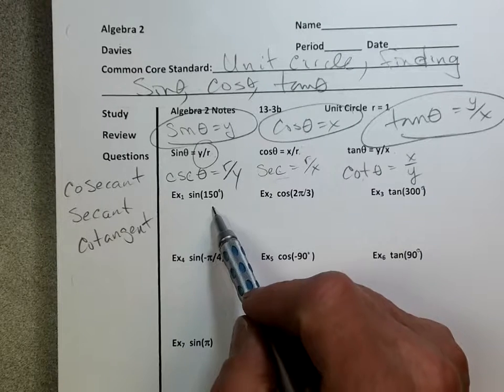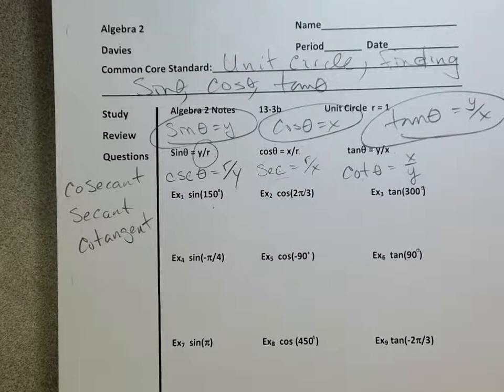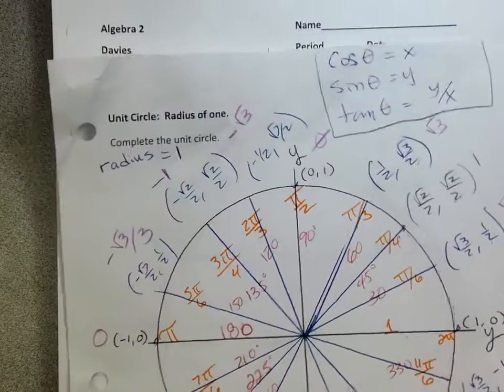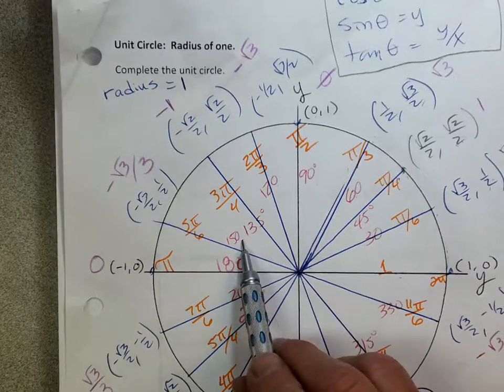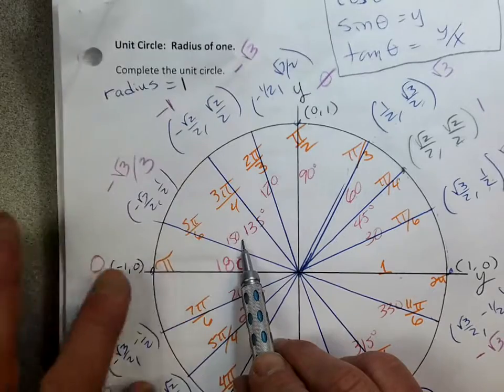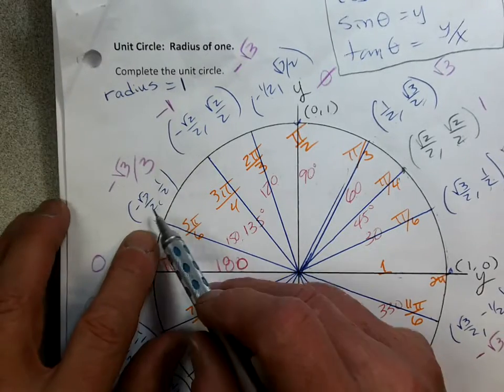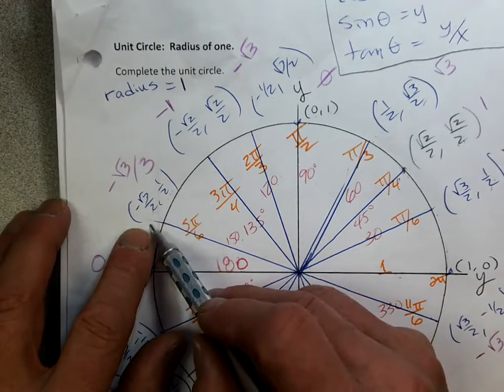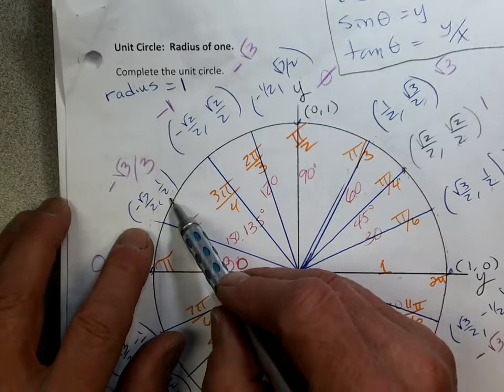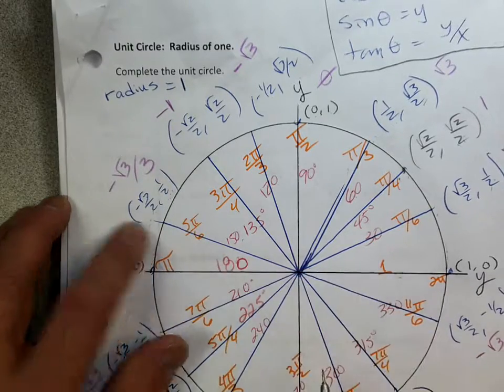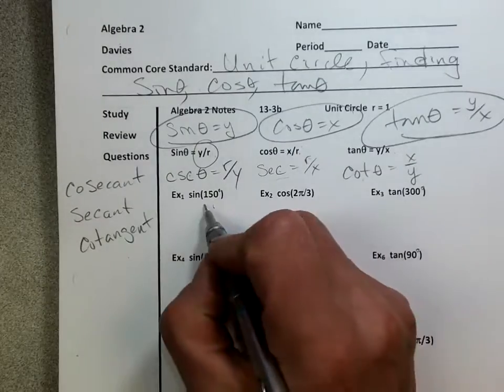Sine of 150 degrees. Yes, you can use your calculator, but I'm going to use my circle. There's times you're going to want to use your circle, okay? So I go to my circle. 150 degrees. Here it is. I'm looking for the sine, right? Here's a point, x, y. The answer is 1/2. Sine of 150 degrees is 1/2.